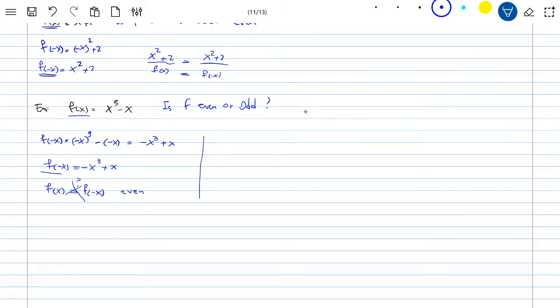So how about the other case? Is f of negative x equal to negative f of x? That means if you multiply a negative sign to the function f, do you get the same as f of negative x? f of negative x was negative x cubed plus x. This is f of negative x. If I multiply a negative sign to f of x, which is x cubed minus x, do I get the left hand side? And if you distribute, you'll see exactly these two are equal. This is a true statement. So what does it tell me? It tells me the function is an odd function.